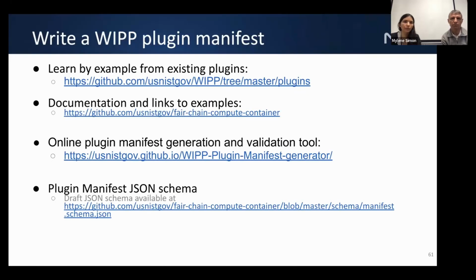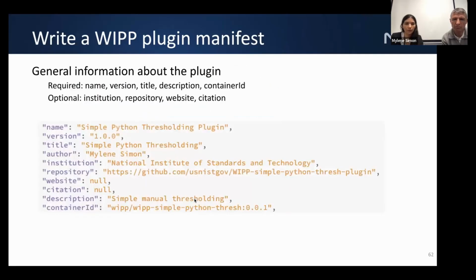Now I'm going to talk a bit more about what is more specific to WIPP, which is the plugin manifest. As I mentioned, we have some examples in our WIPP repository, so we can learn by example. Just use one existing one and modify it to fit your needs. We also have some documentation, and we also have an online plugin manifest generation tool that makes it a bit easier to create new manifests. The plugin manifest is in JSON, and we do have a JSON schema available if you want to check all of the fields and so on.